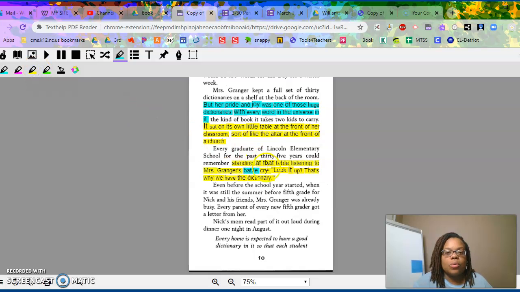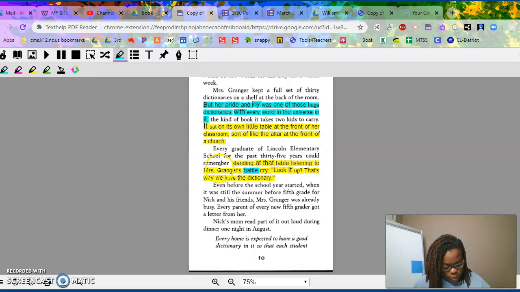I need to know, well, around that word battle cry, what's happening. Standing at the table, the kids are listening to Mrs. Granger. Mrs. Granger is making the battle cry. What is the battle cry that she's saying? She's saying, look it up. What are they looking up? A word. That's why we have dictionaries. This is what Mrs. Granger is saying. Every graduate, every student who has ever gone to Lincoln Elementary knows that this is what she has said for the past 35 years. That's a long time. Everybody knows this battle cry. Look it up. That's why we have the dictionary.